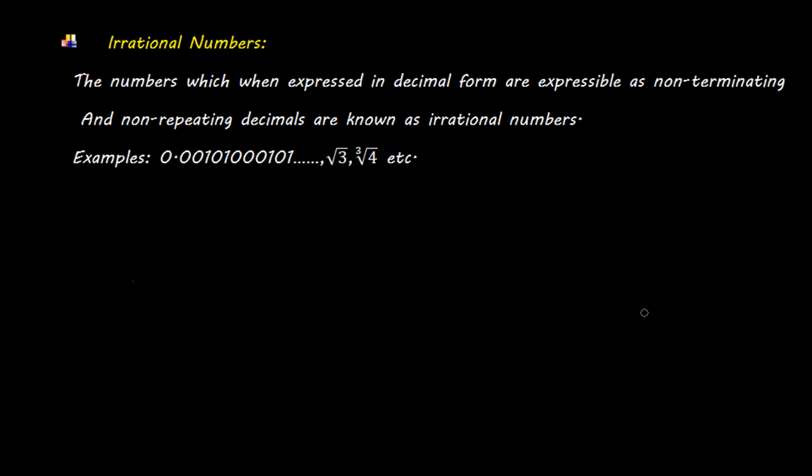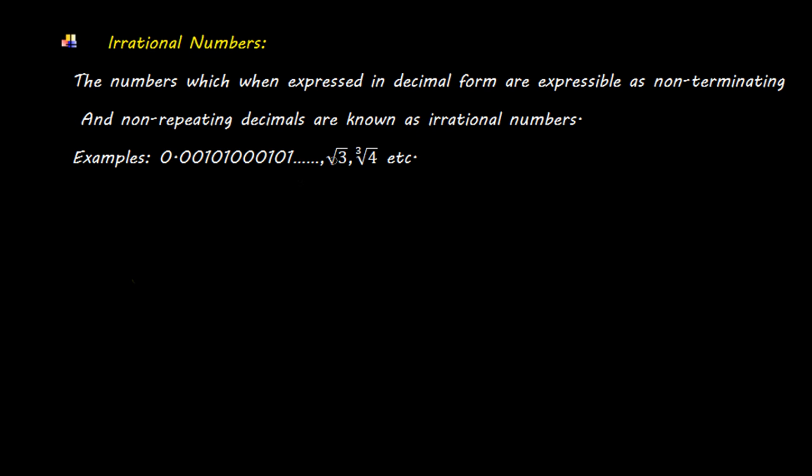So what are irrational numbers? The definition is: the numbers which, when expressed in decimal form, are expressible as non-terminating but non-repeating decimals are known as irrational numbers. For example, you can have 0.010010001... This is a non-terminating, non-repeating number.